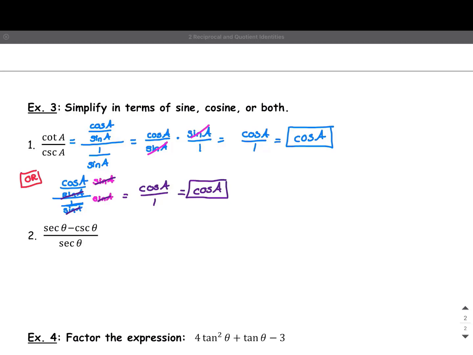Secant theta minus cosecant theta all over secant theta. We're going to change everything into terms of sine and cosine. Secant is the reciprocal of cosine.